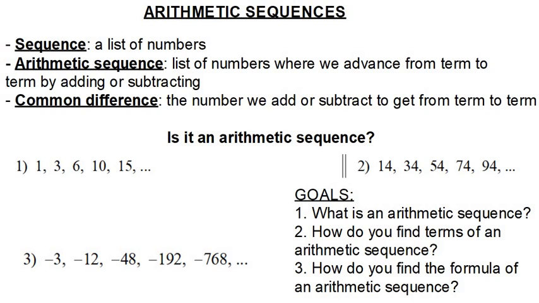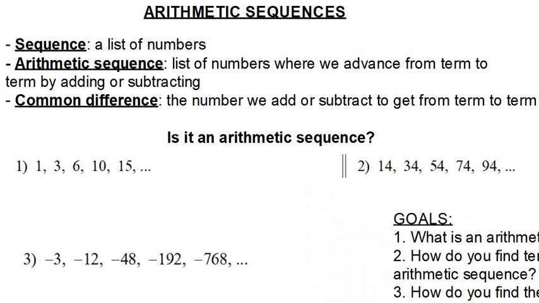So first of all, what's an arithmetic sequence? How do you find terms? And terms just mean members of that sequence. So like on number 1, the terms of that sequence are 1, 3, 6, 10, and 15. And then finally, how would you find the formula for an arithmetic sequence? They're giving us a bunch of numbers, but is there some kind of general formula we could use to apply to all members of that sequence? So that's our goal for this section.